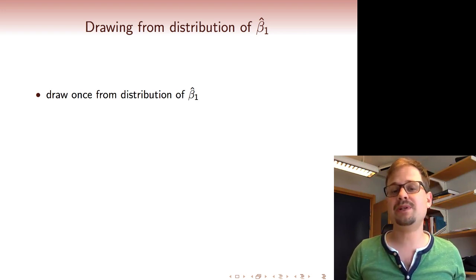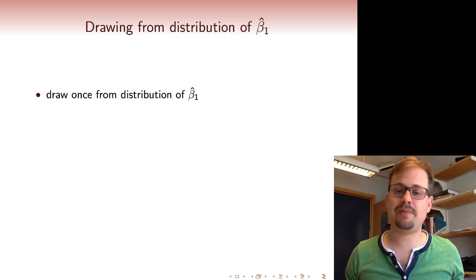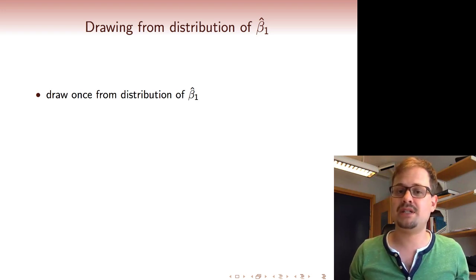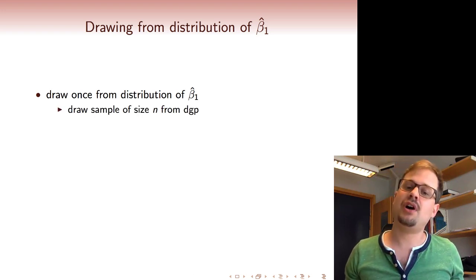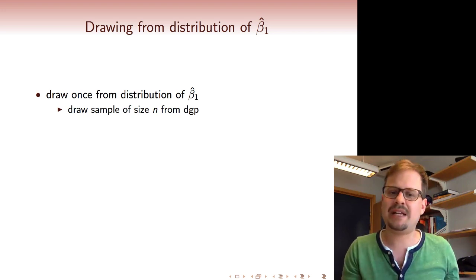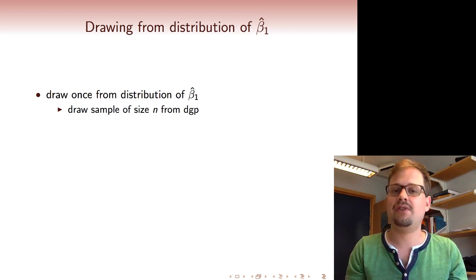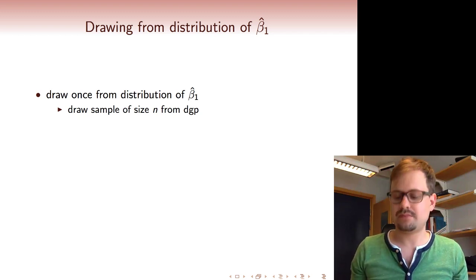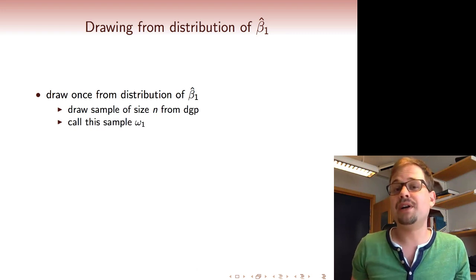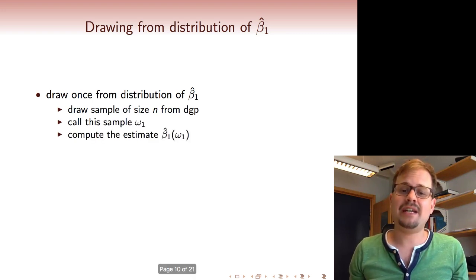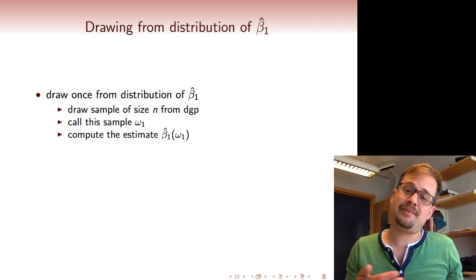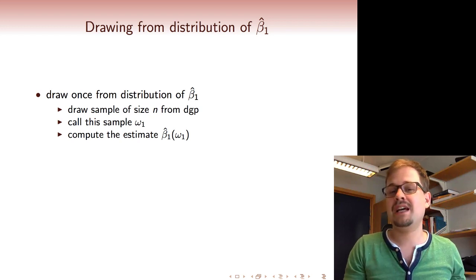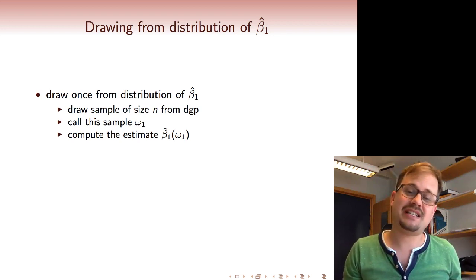We want to draw multiple times from the distribution of Beta 1 hat. It is a random variable, so it has a distribution. And the way we draw from its distribution is that we draw a sample of size n, so I specify what n is, it could be 50, 100, from our population model, from our DGP. Let's call the sample omega 1. And then we take omega 1 and apply our OLS rule for computing an estimate, and we can compute an estimate Beta 1 hat evaluated at sample omega 1.